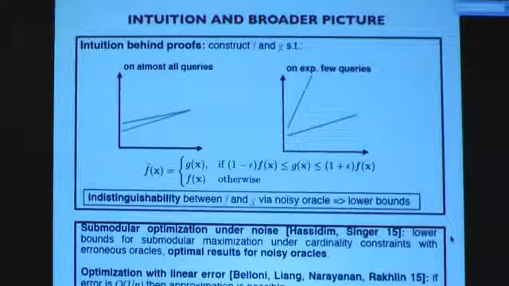Another result that I want to mention appeared in COLT this year, showing that if the error is on the order of 1 over n, then you can design algorithms that achieve good results. In contrast, in our model, we show that if you have error of 1 over square root of n, you have an inapproximability, but if the error is 1 over n, then you can design good algorithms.